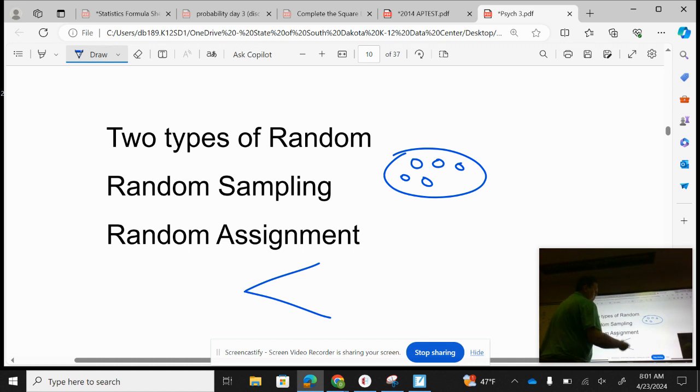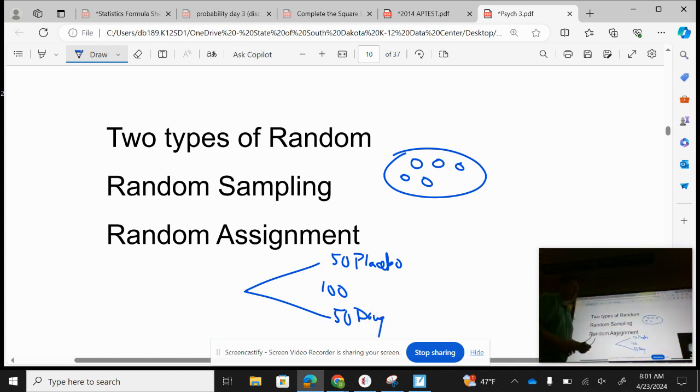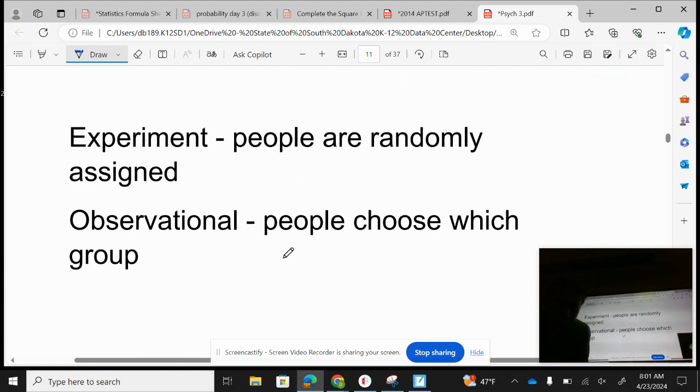Random assignment is where maybe you have 100 volunteers and you're going to assign 50 to get a placebo, so they're going to have a treatment that's not known to work, and 50 to get a drug, okay? And they're randomly assigned to those 2 groups. Those are 2 different types of random, and you have to recognize those types of random when you're doing things.